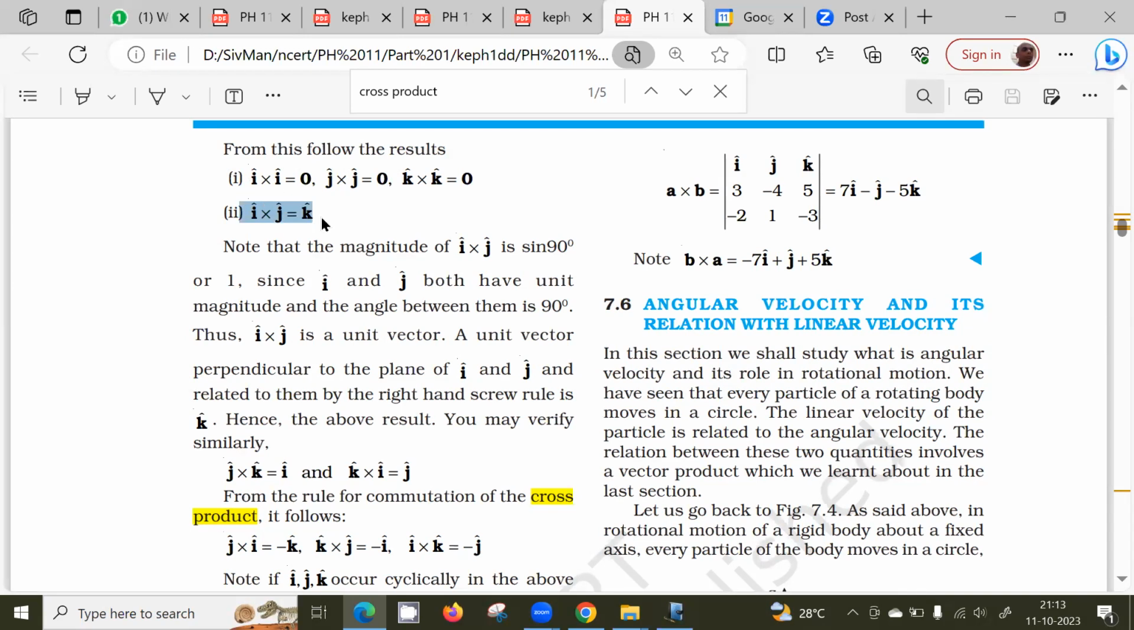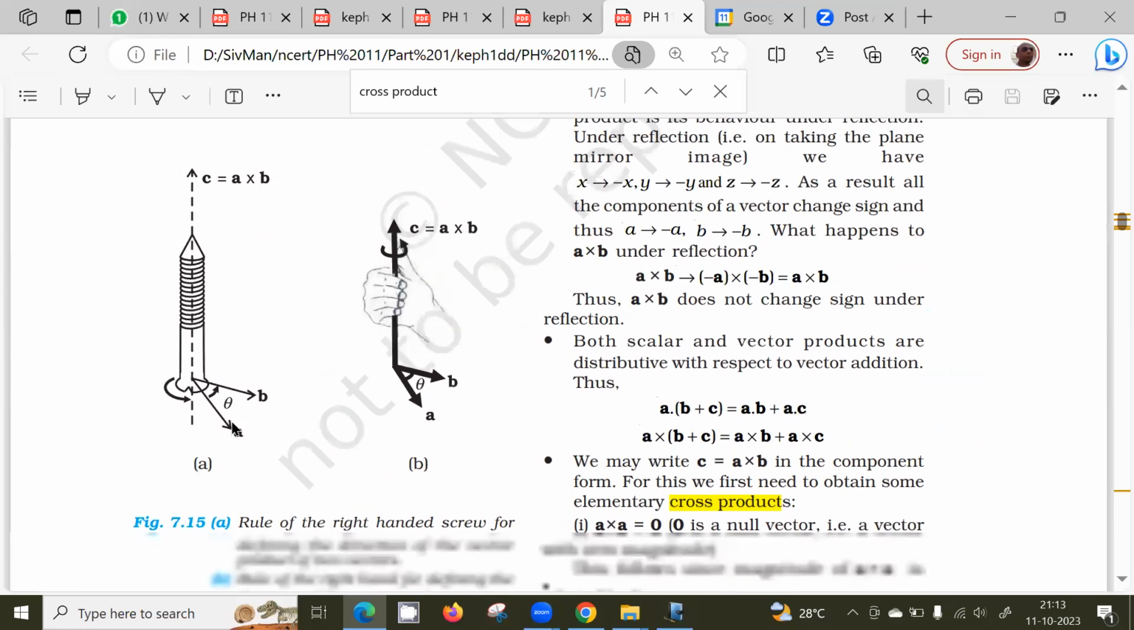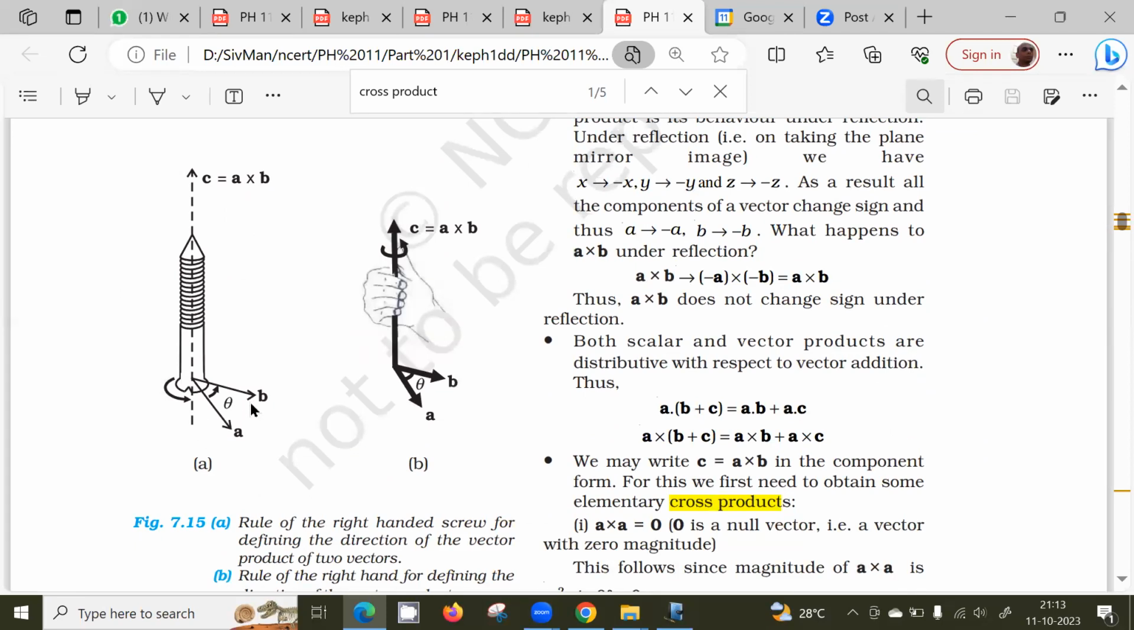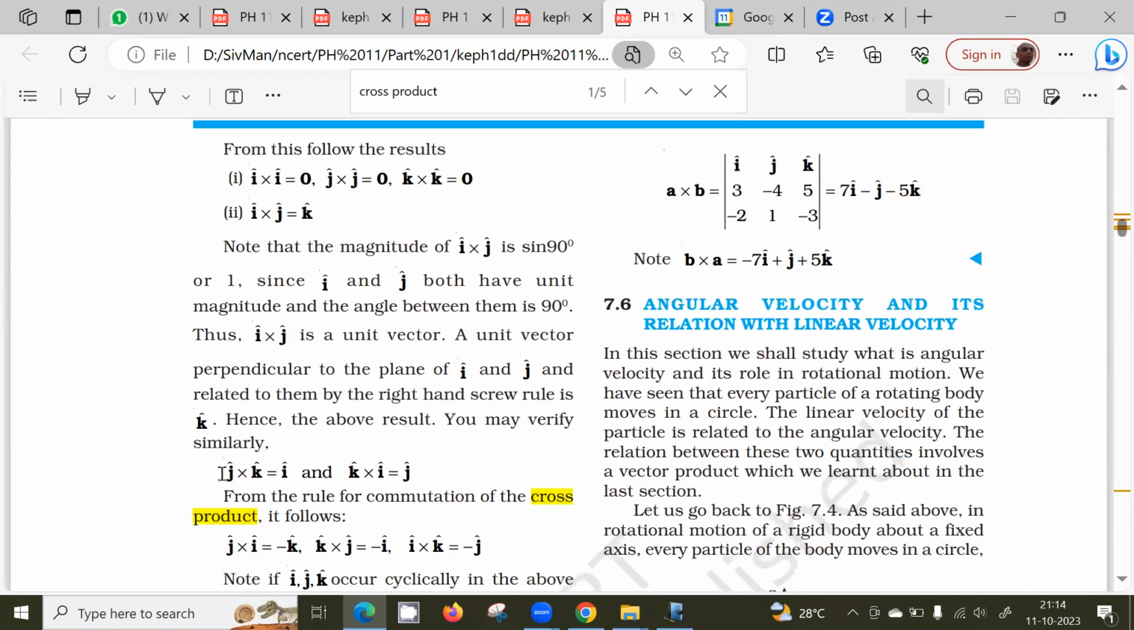I cross J is K. Okay, this is given by the right hand screw rule or right hand thumb rule. This one. A cross B: I have to rotate this screw from the first to the second vector. So the screw will progress in the upward direction. Okay, if you want to do this with the right hand, the fingers will curl from the first vector to the second vector. The thumb will give me the direction of the product. Okay, so using that, I'll get I cross J is K. And then J cross K is I, and K cross I is J.